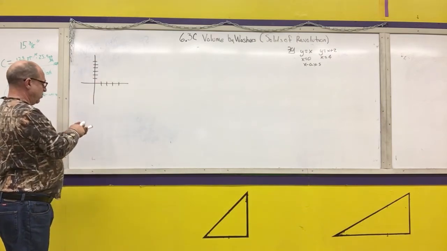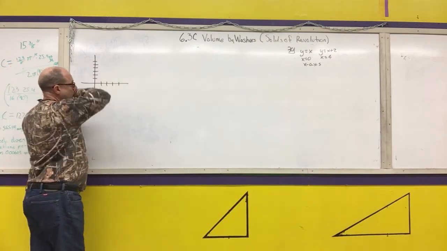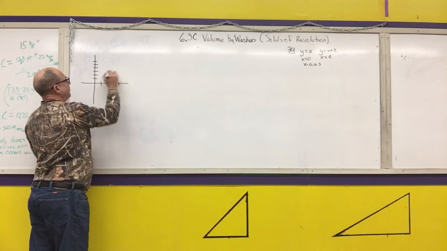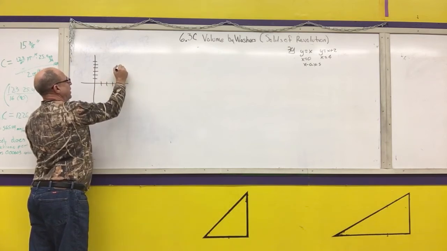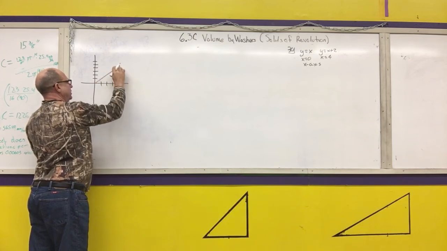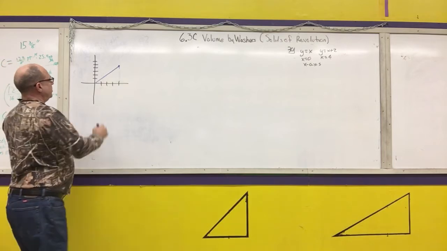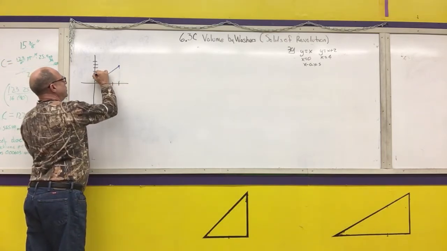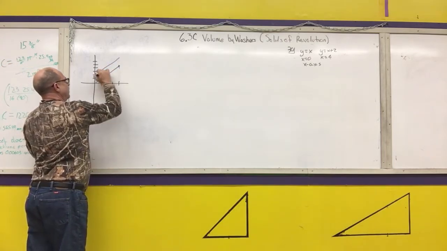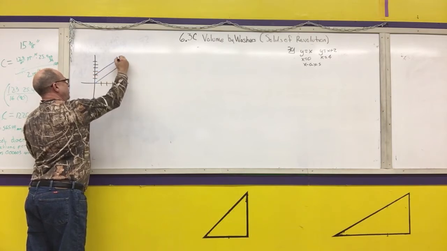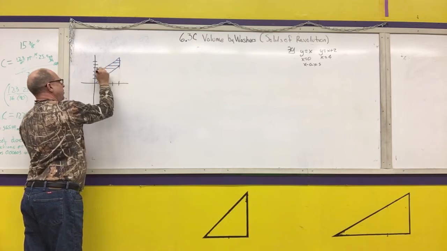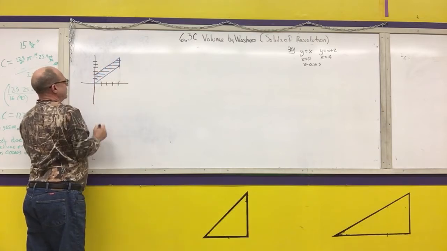So the first curve is y equals x. That would give me, and I'm only going to do it in the region that they want it, that's my y equals x line. Then it says y equals x plus 2. That would be that curve. x equals 0, x equals 4. So this is the region that I am going to revolve about the x-axis.